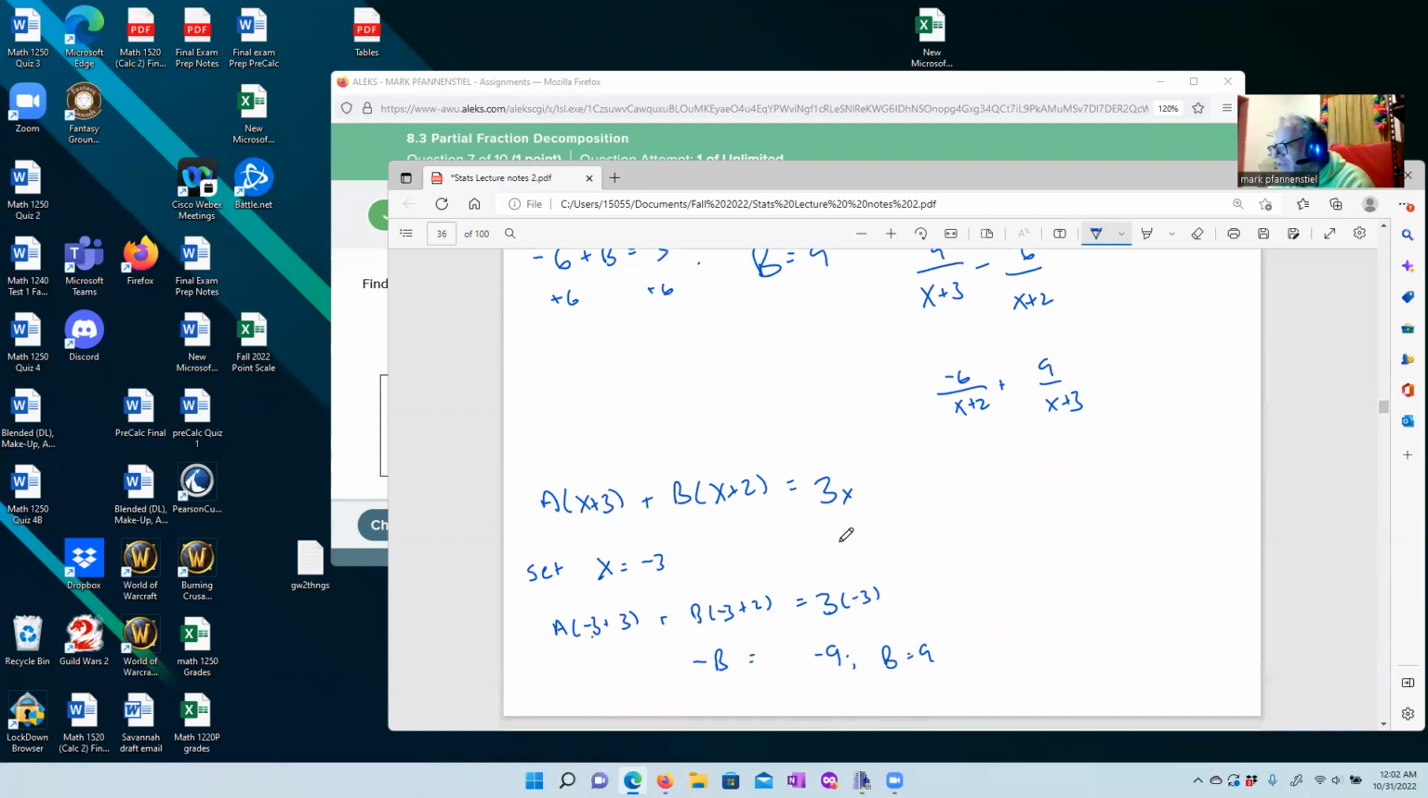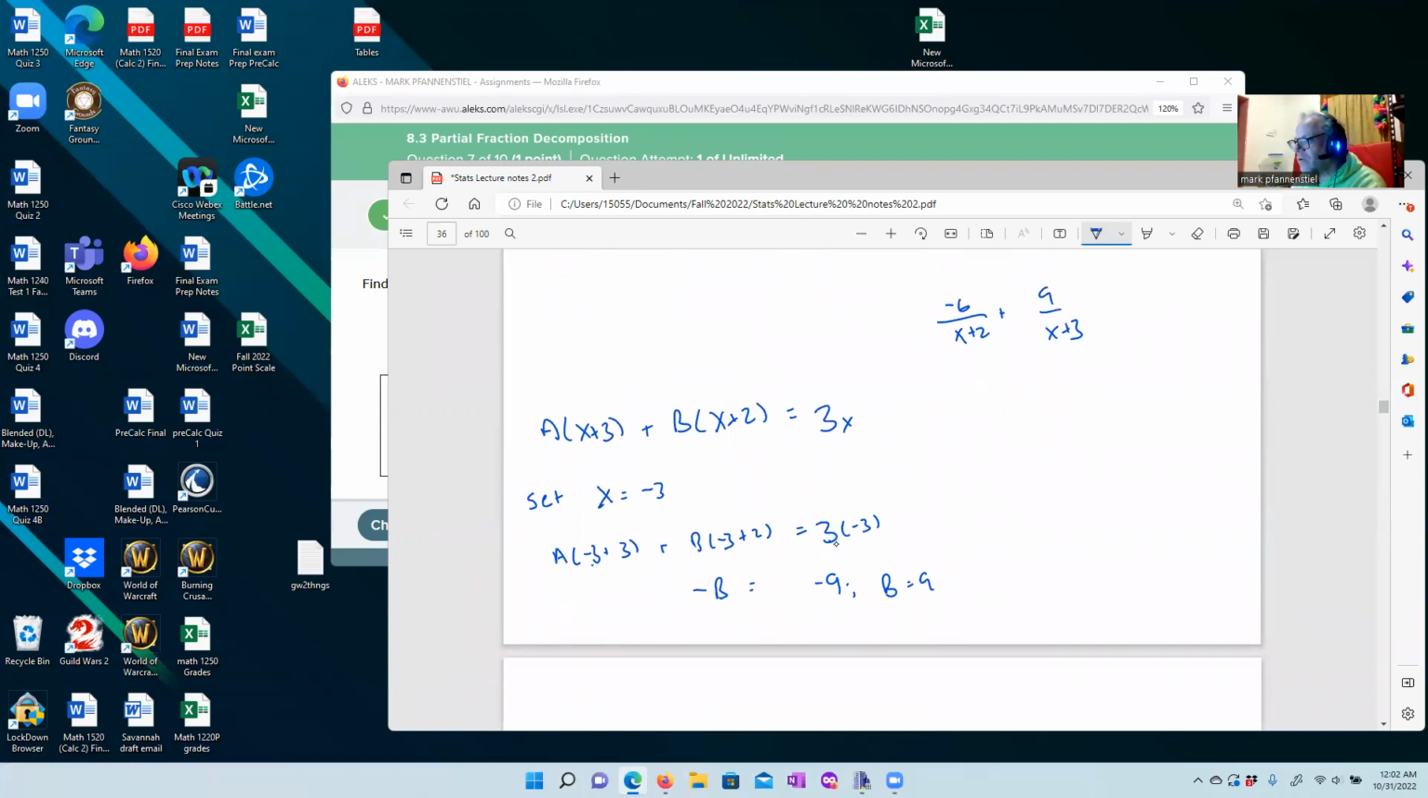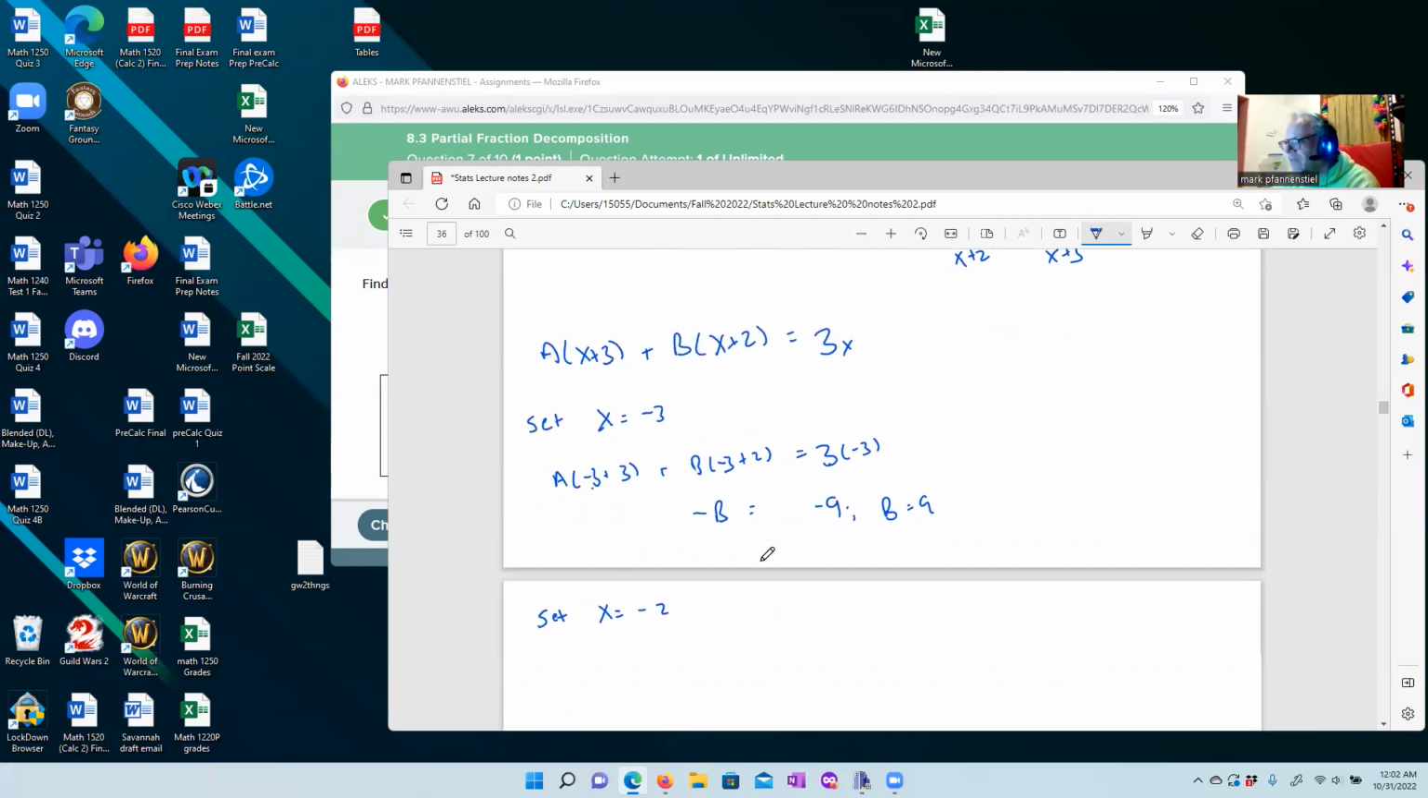And then we have to do the other part, right? We still have two equations here. We set x equal to negative 3. We also have to set x equal to minus 2. So what we're going to have is a times minus 2 plus 3, plus b times minus 2 plus 2, is equal to 3. Don't forget the right-hand side, times negative 2.